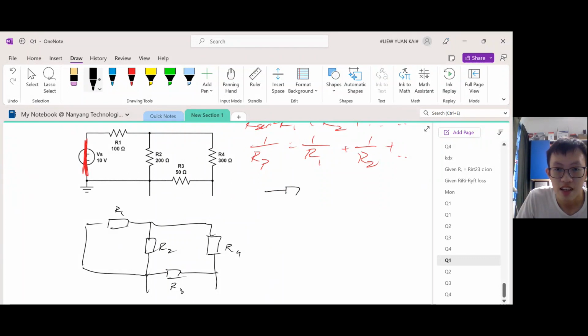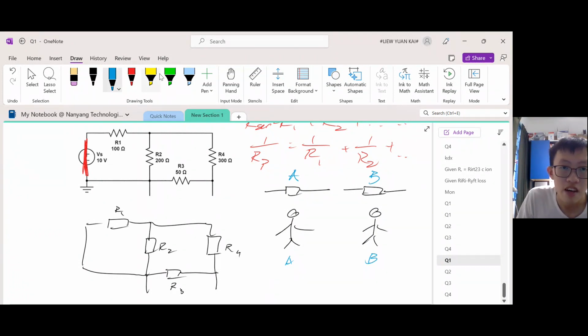You think of devices as two people. Think of two devices as two people. So let's say this resistor is this person, and this resistor is this person. Let's call this resistor A and person A, resistor B and person B. What you must know is that the two hands of the people are the two terminals of the resistor. So A's hands are the two terminals of resistor A, and B's hands are the two terminals of resistor B.